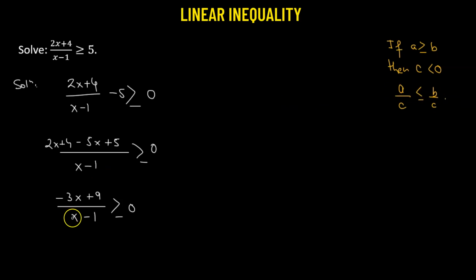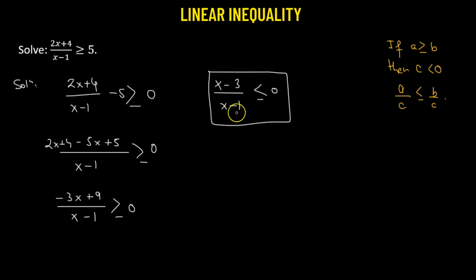Now, since we are dividing by negative 3, we will have (x minus 3) divided by (x minus 1), and this will become less than or equal to 0, because we divided by negative 3 on both sides. Now, this is our linear inequality that we need to solve here.